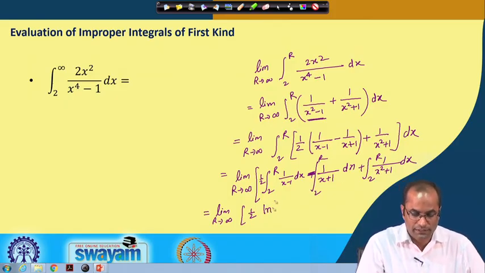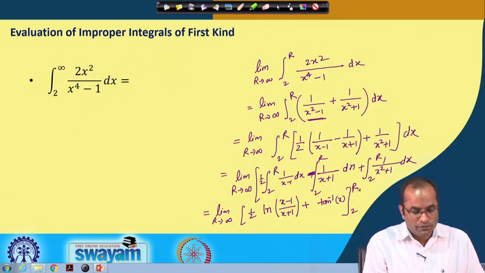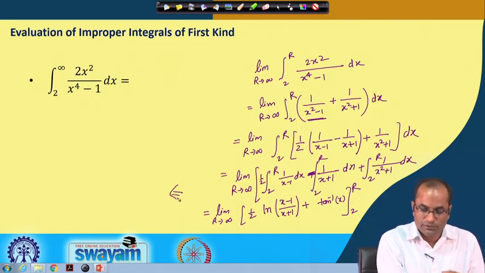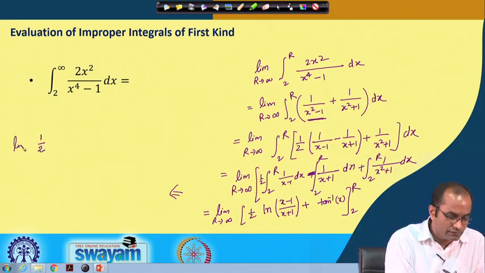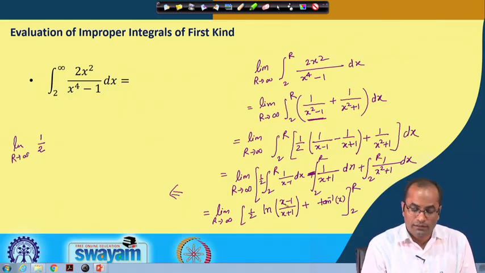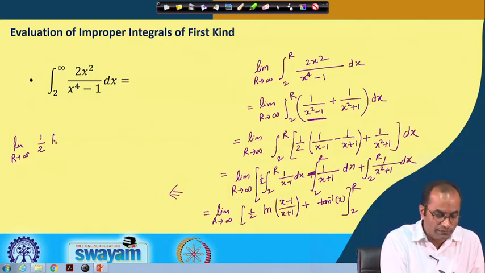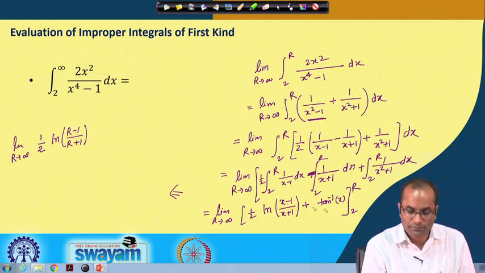So, this will be ln, the logarithm of (x minus 1) over (x plus 1), combining the first two terms, and then here we have tan inverse x, that is the integral with limit 2 to r. Now we will compute this limit. That will be half, and we are putting the limit at the end, r to infinity. We have this half and this ln, upper limit r minus 1 over r plus 1, and minus this 2.